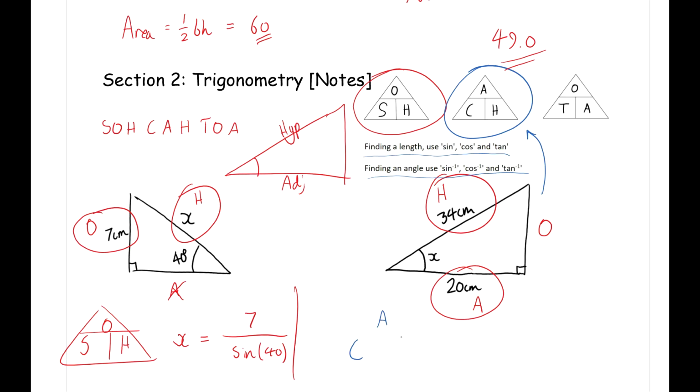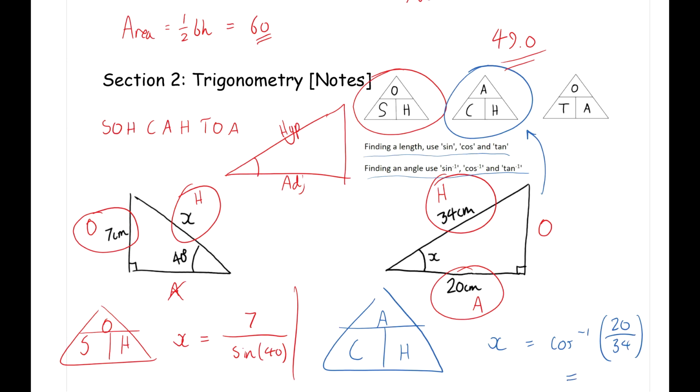So again, let's write this triangle out again. We have K, we cover the C, and we're left with A over H. And again, we're finding an angle, so we're going to use cos to the -1. So my angle will just be cos to the -1 of A over H. A is 20, H is 34. Type it all into your calculator. If you do that right, you should get an answer of 54.0 degrees. Okay, hopefully that wasn't too bad.